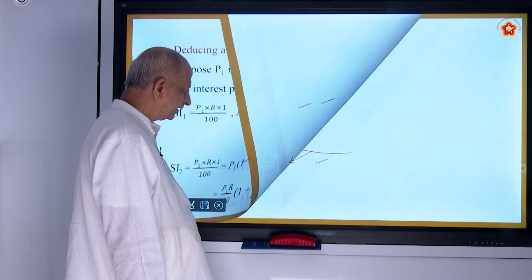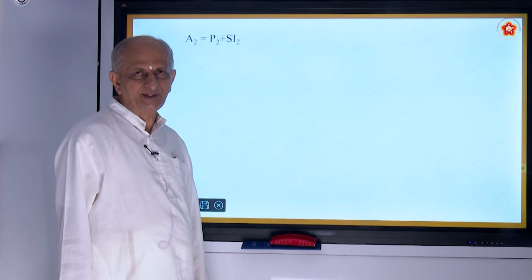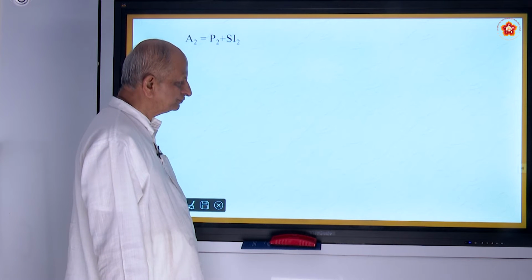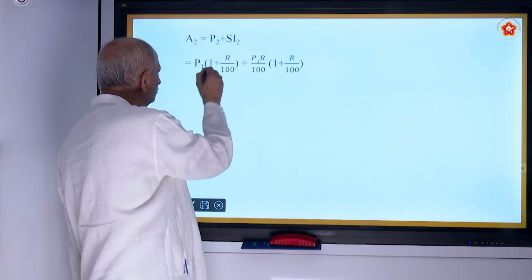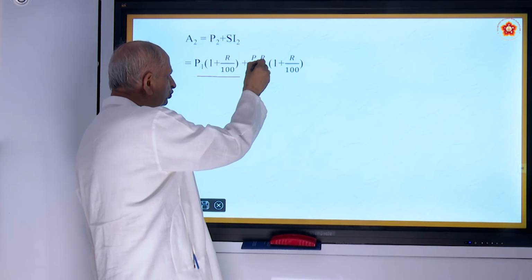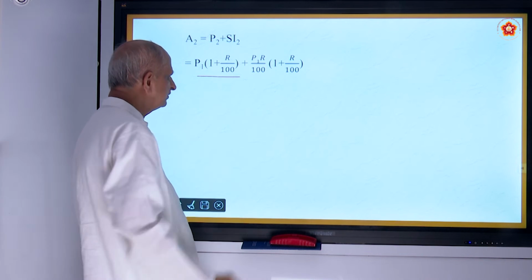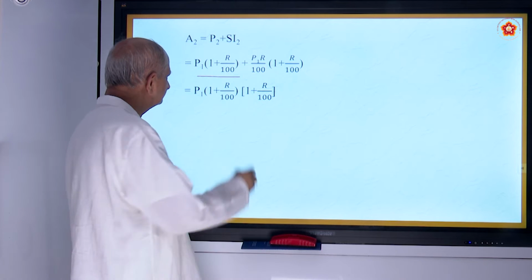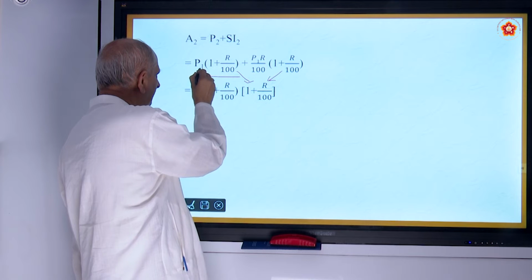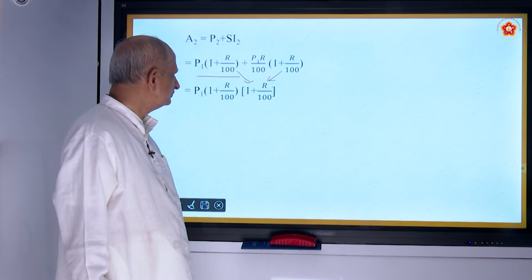Like that you go on extending. For example, then you will get A2. A2 will be P2 plus SI2. Correct? What is P2? Just now you have seen, P1 into 1 plus R by 100. What is SI2? P1 into R by 100 into 1 plus R by 100. Now in these two, which is common? 1 plus R by 100 is common here and here. So what is remaining here? P1 is remaining, into 1 plus R by 100. Correct?